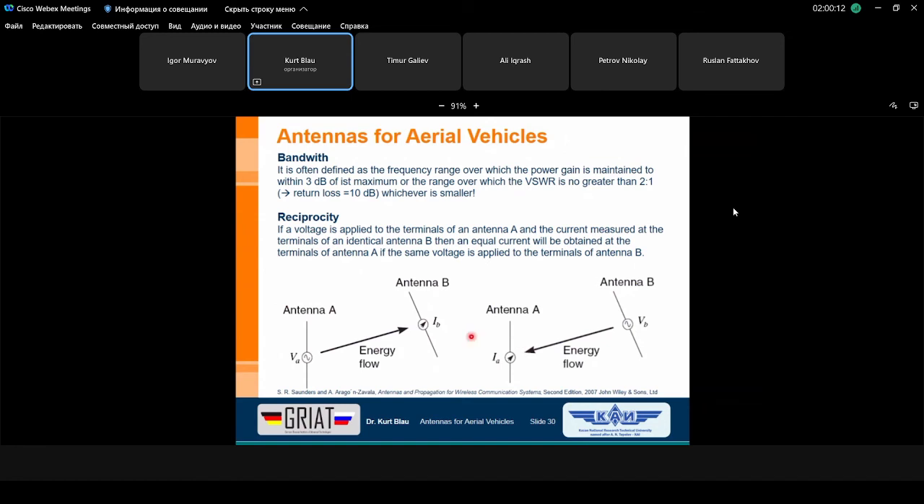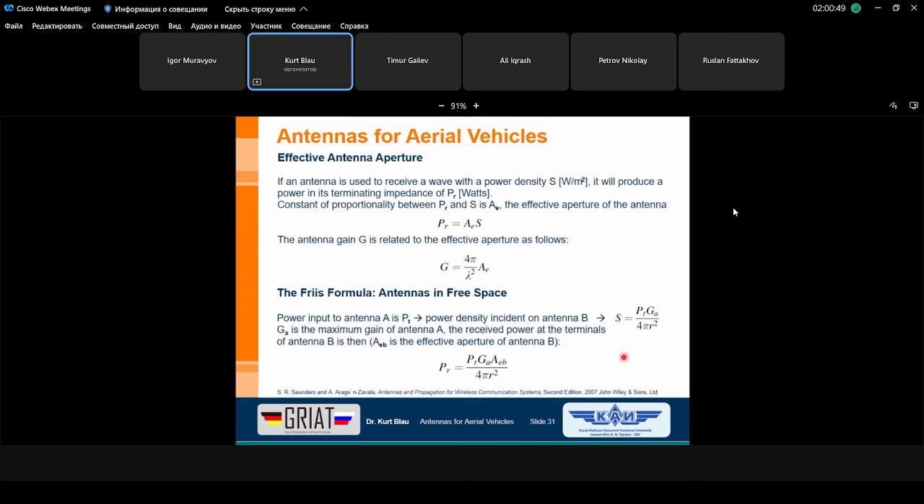If we hold the measurement situation, the localization of antenna A and the localization of antenna B, like here, then we will see we have exactly the same current in antenna A in relation to antenna B. Okay, this is the definition of reciprocity. Yeah, let's go to the next slide.